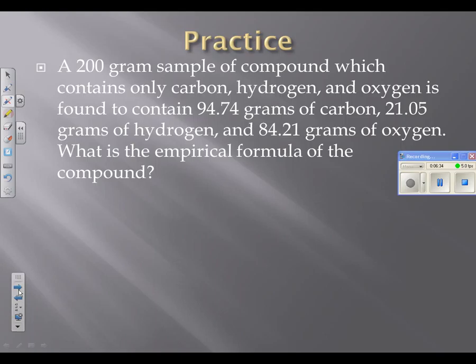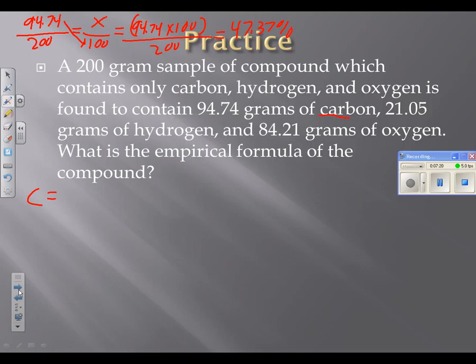Now we have a 200-gram sample, which means first you've got to find the percentages. So to find percentages, I teach you guys how to cross multiply and divide. Let's start with carbon. Carbon has 94.74 grams out of every 200 grams, so 94.74 grams out of a 200-gram sample. We need to find out what percentage that is over 100. So you cross multiply and divide. It's going to be 94.74 times 100 divided by 200. That gives you 47.37%.